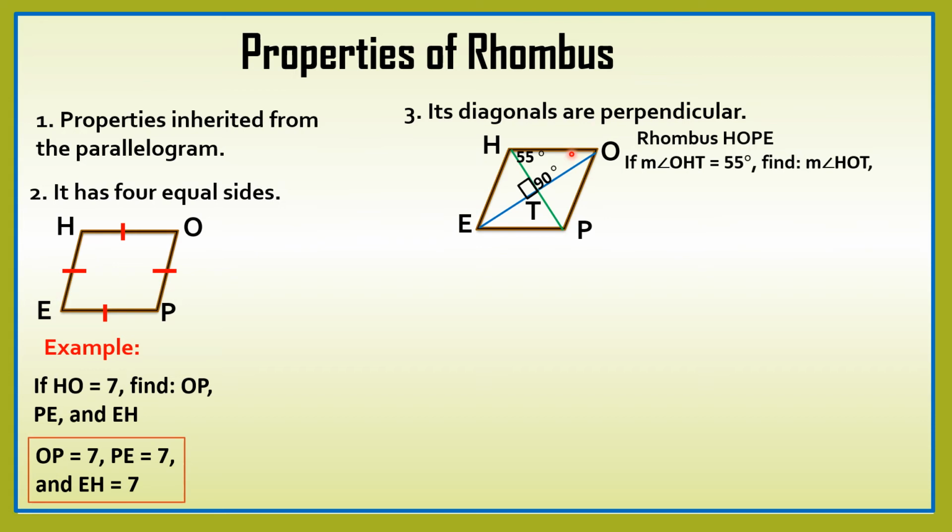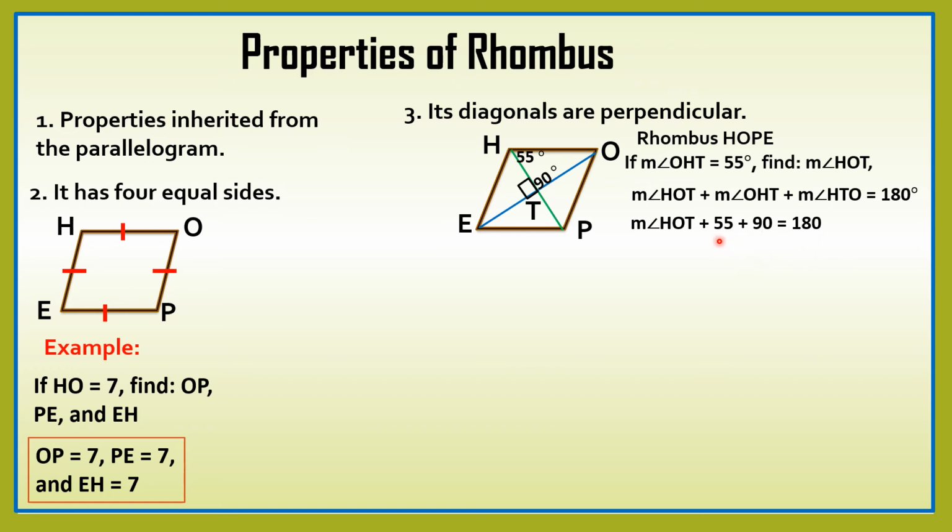Always remember, the sum of interior angles of a triangle is 180 degrees. Therefore, we can say now that measure of angle HOT plus the measure of angle OHT plus the measure of angle HTO is equal to 180 degrees. Substitution lang tayo. Measure of angle HOT, unknown or missing. Measure of angle OHT, this is 55. Measure of angle HTO, 90. Then, you just copy 180.